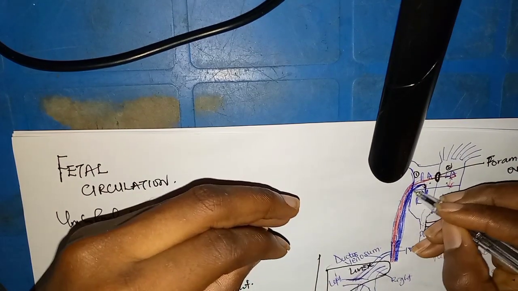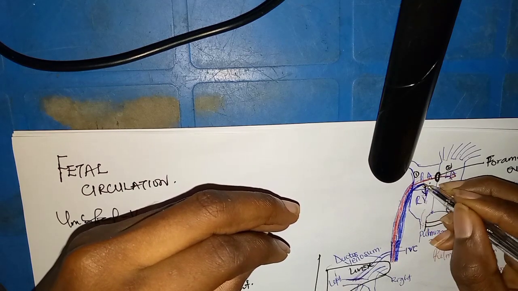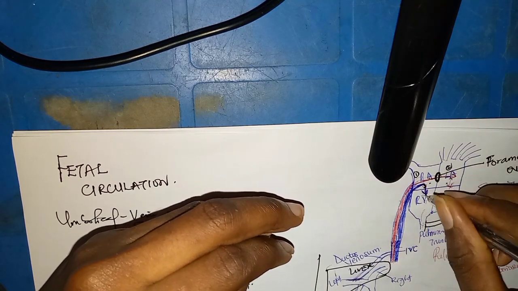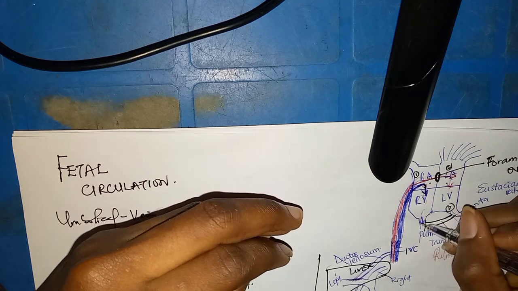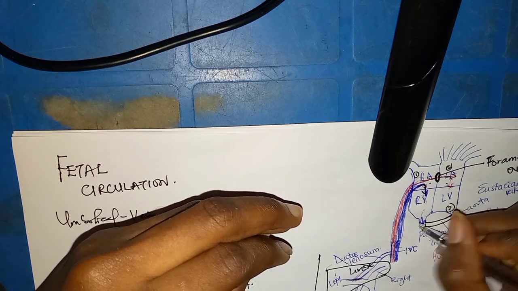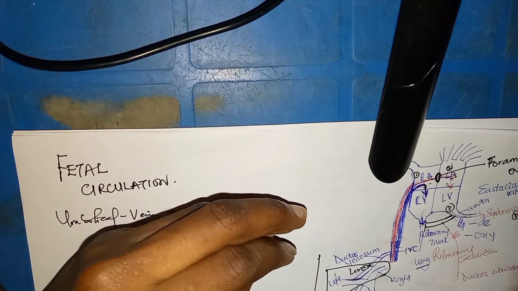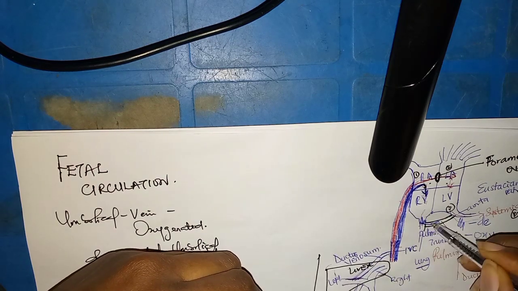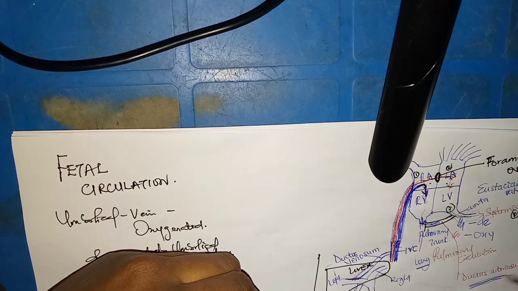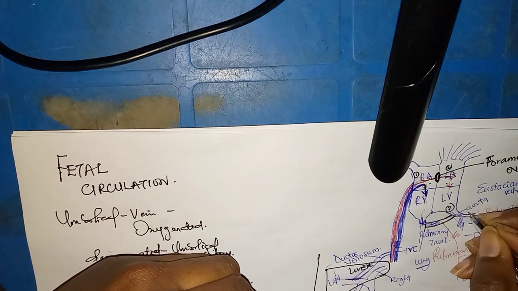So this deoxygenated blood goes into the right atrium, controlled by the eustachian valve. It enters into the right ventricle. The right ventricle will carry it into the pulmonary trunk. So instead of this blood going from the pulmonary trunk to the lungs, it is then shunted via this part, which is known as our ductus arteriosus. It is shunted into the aorta, ascending aorta.